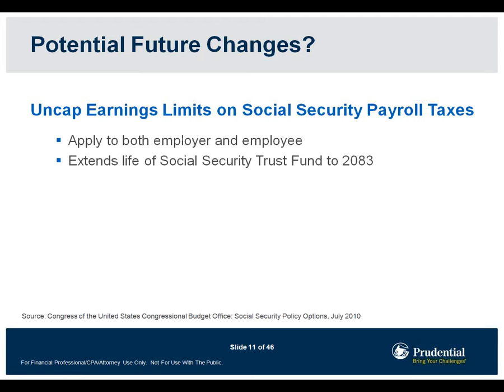What if we uncap the earnings? I mentioned before, the Social Security payroll tax applies up to your taxable wage base, which this year is $118,500. Income above that is not subject to that tax. What if we uncapped it? Kind of like what we do for the Medicare payroll tax. That would extend the life of the trust fund to 2083. What else?